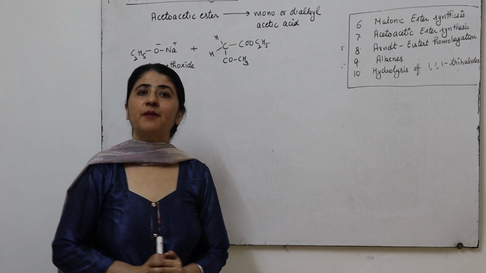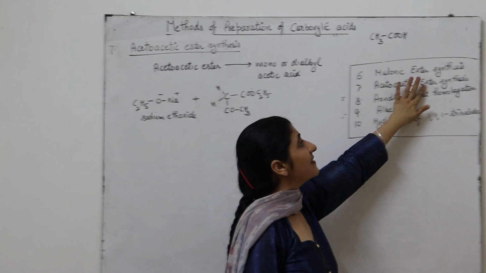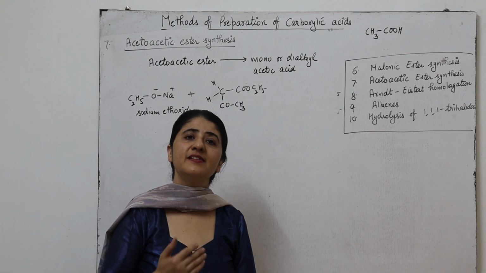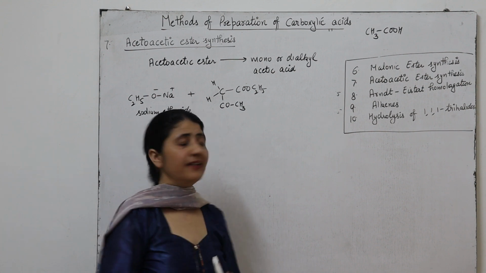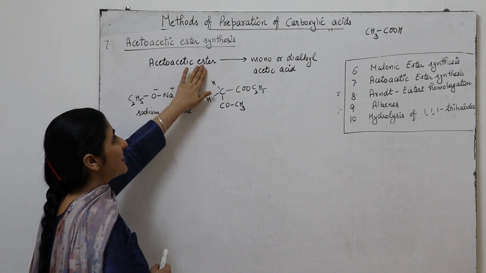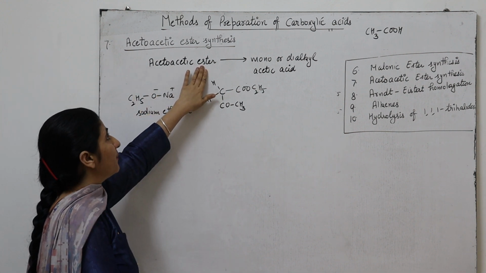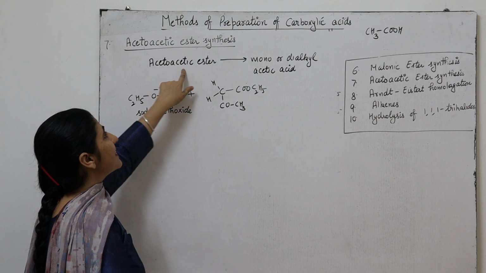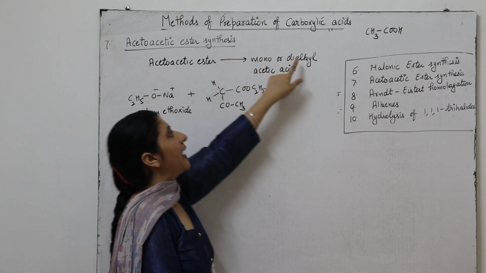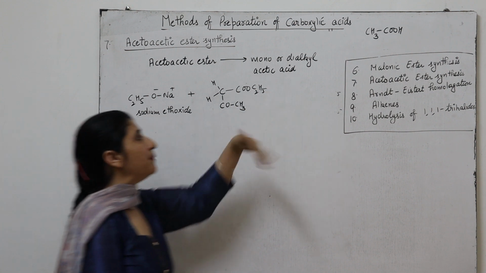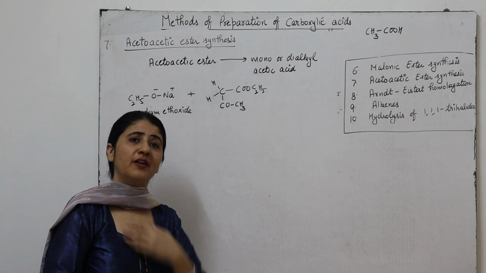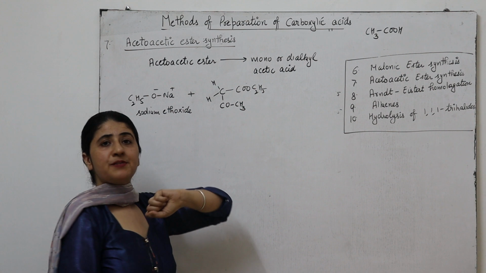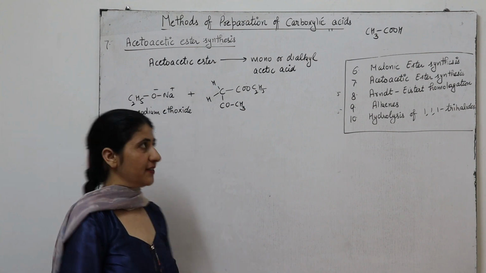The next method of preparation of carboxylic acid is the acetoacetic ester synthesis. This synthesis is similar to the malonic ester synthesis. The only difference is that instead of malonic ester, in this case we use acetoacetic ester as the main reactant. This reaction is used for converting the acetoacetic ester to mono or dialkyl acetic acid. It means this reaction is useful for converting the acetoacetic ester to a mono-substituted or di-substituted carboxylic acid.